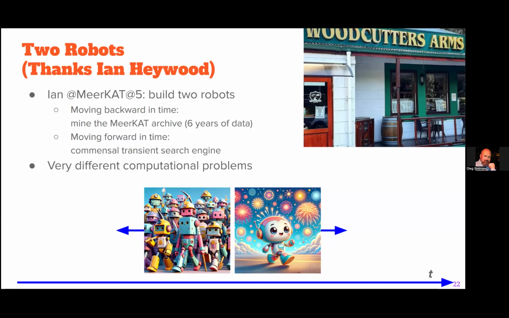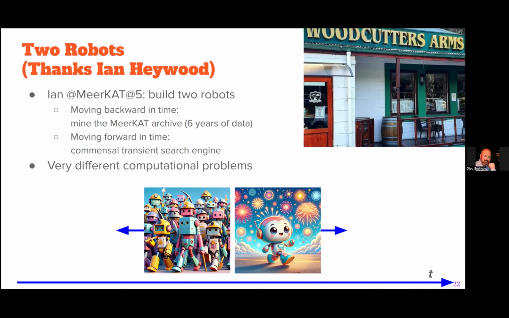And Ian crystallized this subsequently in the talk he gave at the MeerKAT 5 meeting. He said we should build the robots. We need a robot that moves backward in time and trawls through the MeerKAT archive, opens up the time axis, and looks for these things. And we need a robot that moves forward in time, that looks for new events commensally with observations that are going on. And of course, these are two very different problems computationally, right? Because if you're moving backwards in time, you don't care if your robot is slow and inefficient. It's a highly parallel problem. You can build an army of robots. Moving forward in time, it becomes a real-time processing problem.